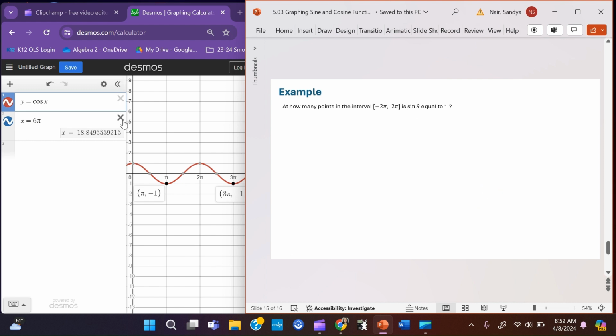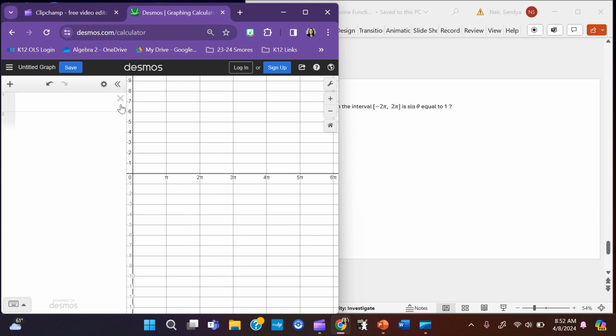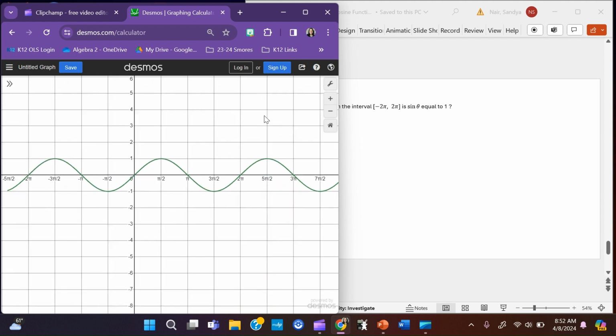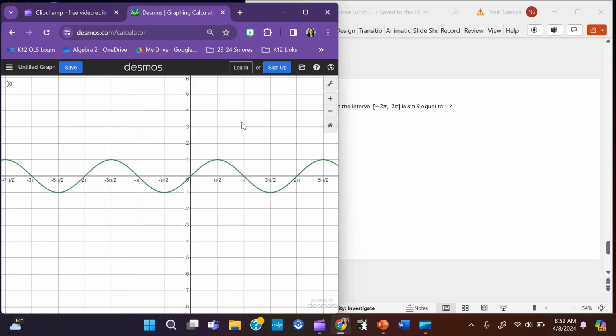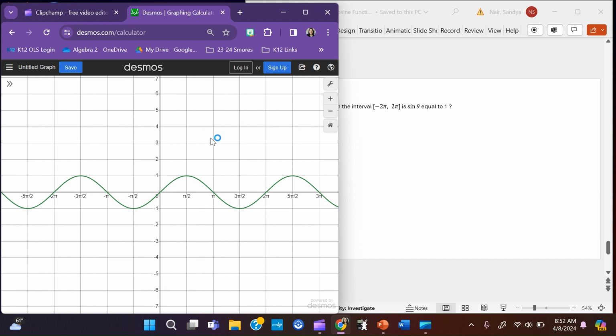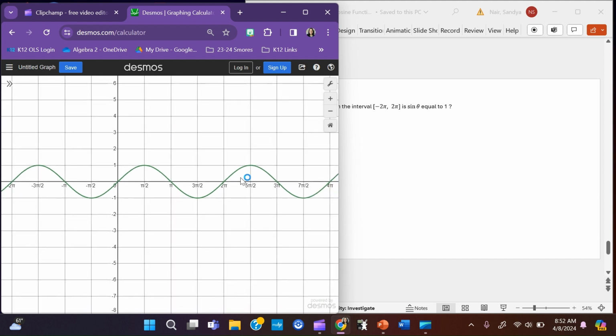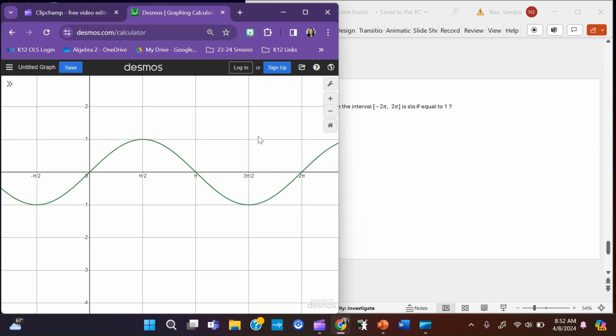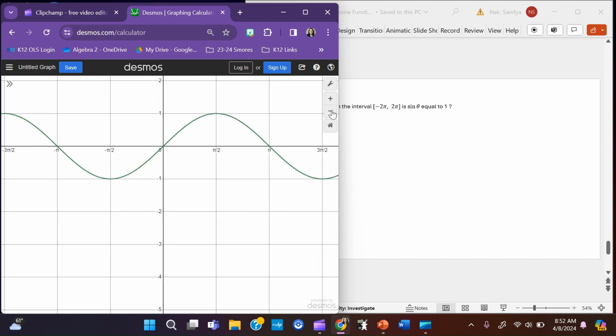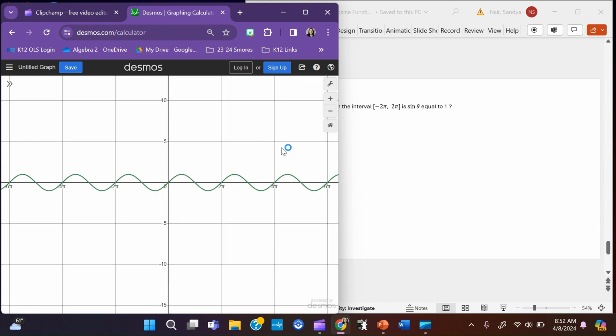Okay, next question. So how many points in the interval -2 pi to 2 pi is sine of theta equal to 1? So once again, I'm going to graph y equals sine of x. Okay, and we're going to look at values in a different interval this time. So we're going -2 pi. Okay, there's -2 pi, and then I'm going to 2 pi. Okay, so -2 pi to 2 pi. Let me zoom in a little so you can see. No, that's too much zooming. Okay, zoom out. Oops. Okay, there we go.